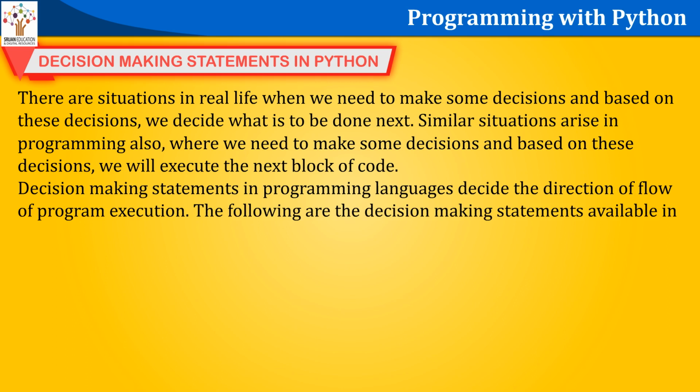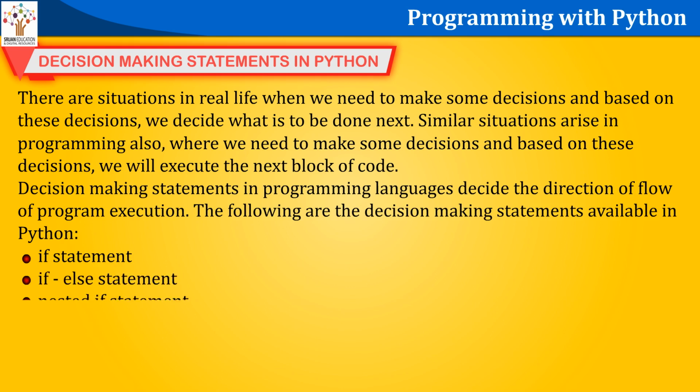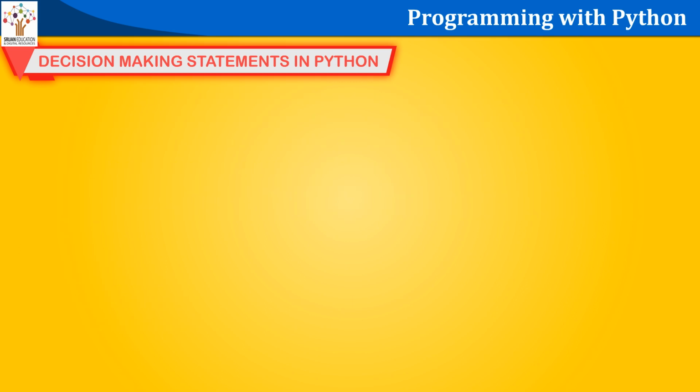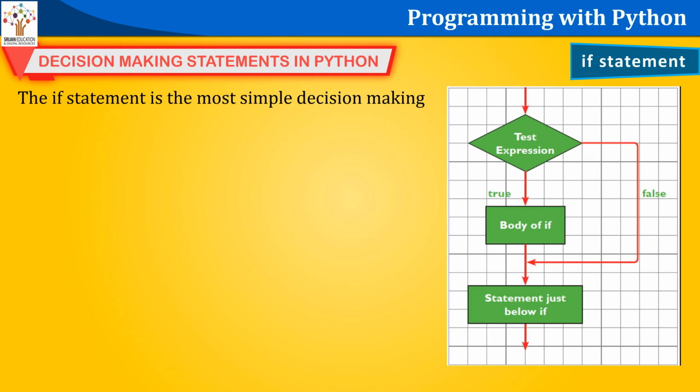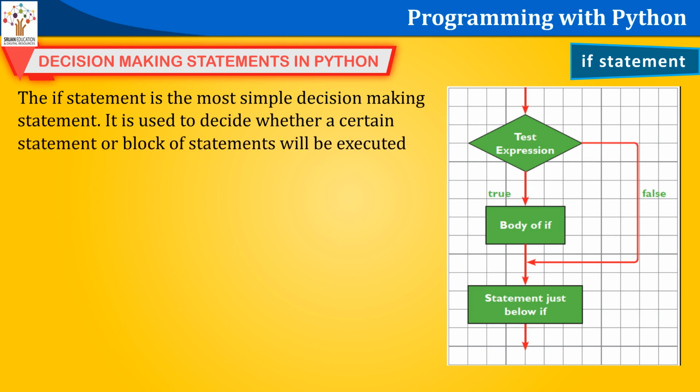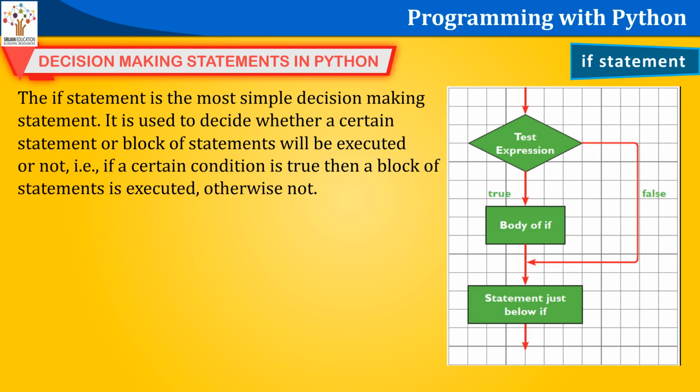The following are the decision-making statements available in Python: if statement, if-else statement, nested if statement, if-else if statement. If statement. The if statement is the most simple decision-making statement. It is used to decide whether a certain statement or block of statements will be executed or not. That is, if a certain condition is true, then a block of statements is executed, otherwise not.